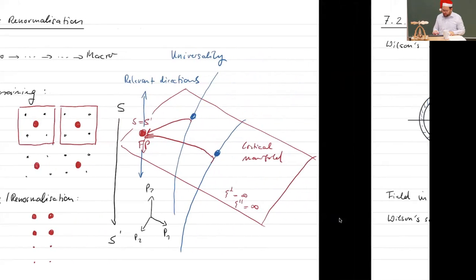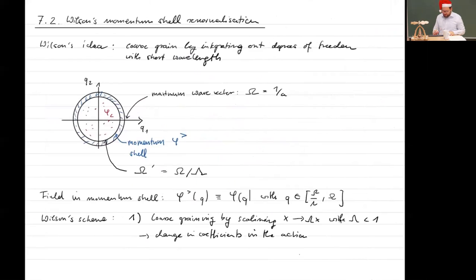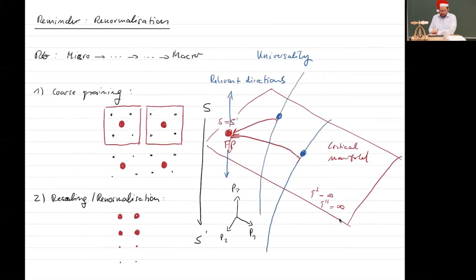Now let's see how this looks in practice. We started already, so another reminder is Wilson's momentum shell renormalization. What I showed you on the last slide with these blocks has a problem: there's no small parameter. You cannot make an epsilon block or something like this. That's why these blocks, so-called real space renormalization, very often don't work or are very difficult.